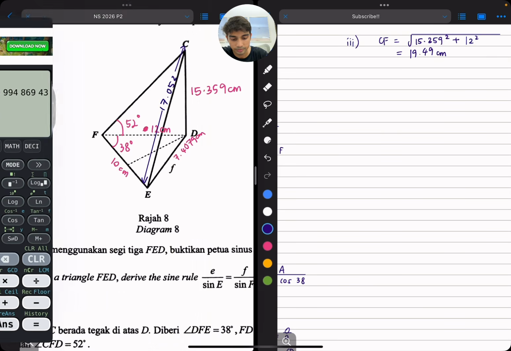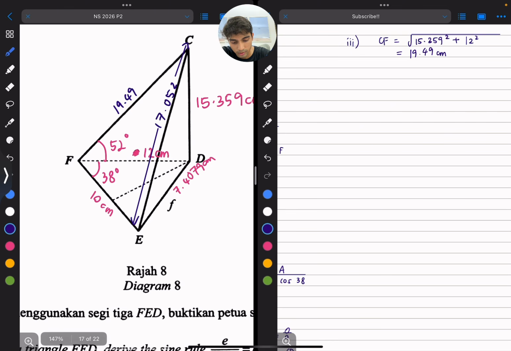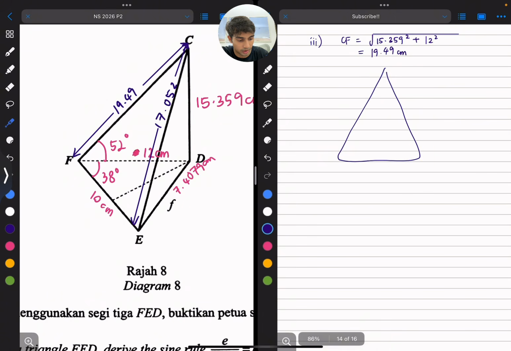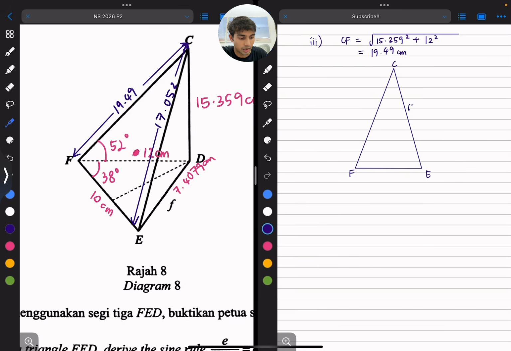(19.49 cm). So CF is 19.49. Okay, now we have three different lengths on this triangle, so we can try to solve already. Let me draw this triangle here. This is C, this is F, and this is E. This length is 17.052. This length is 19.49. This one is 10 cm. Right. We need to find this angle here.